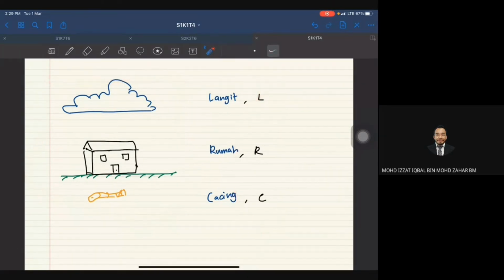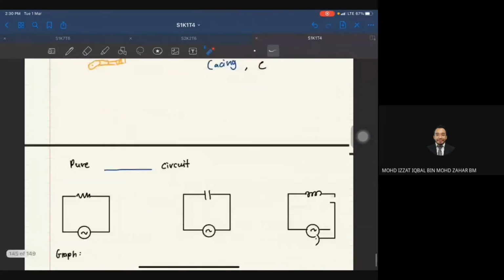So after this, I'll show you some concept. Okay, let's say lah. You try to understand the concept and then kamu tak boleh nak faham konsep dia. It's okay, you can simply memorize using this diagram. Senang je, tak ada masalah.